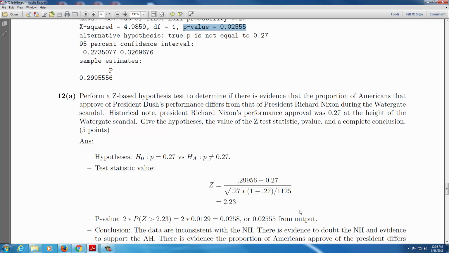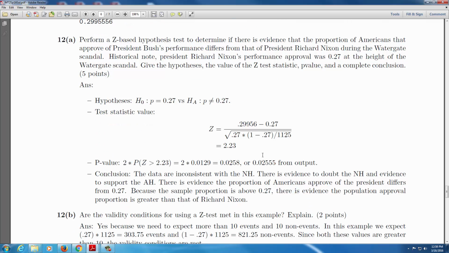A lot of people got points off on the p-value because they only looked up one of the tails, and it's a two-tailed lookup. Looking up one tail gives you 0.0129 for the one-tail probability. When you double it to get the second tail, you get a p-value of 0.0258. That's if you were using the tables; if you use the online output, you get 0.0258 or so.